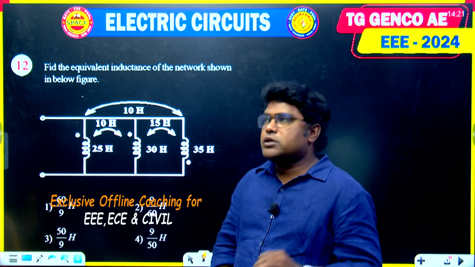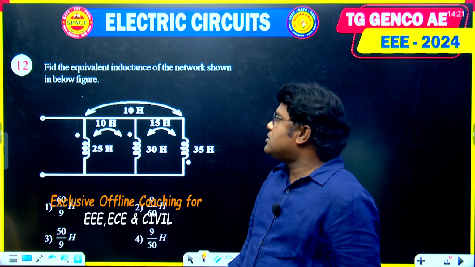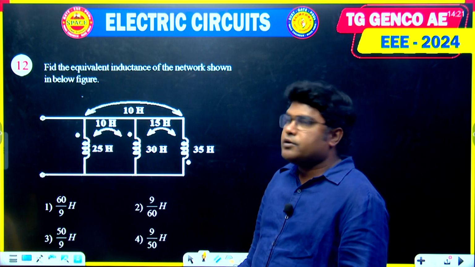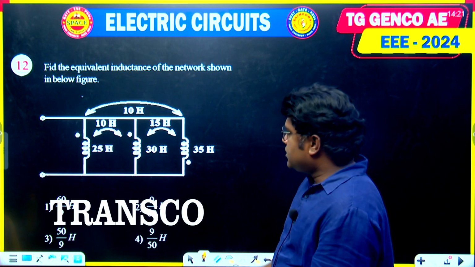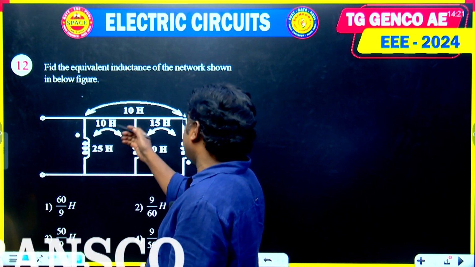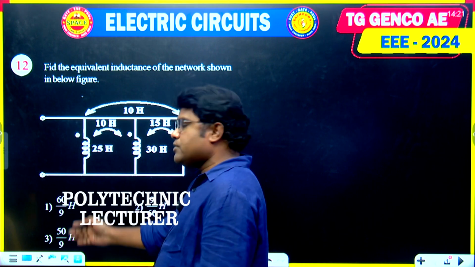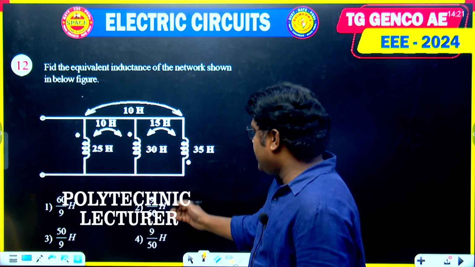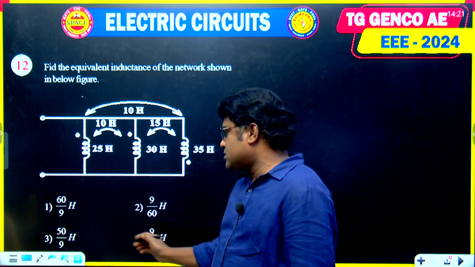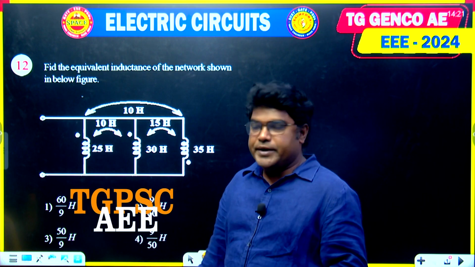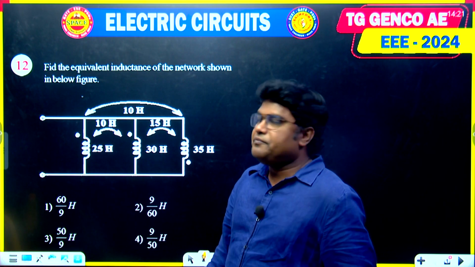Let us solve question number 12. The question is the equivalent inductance of the network shown below. These 3 inductances are given and they are mutually coupled. Option 1 is 60 by 9, option 2 is 9 by 16, option 3 is 50 by 9 and option 4 is 9 by 15.